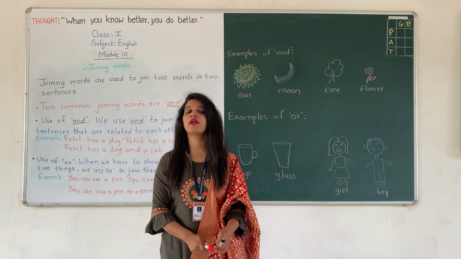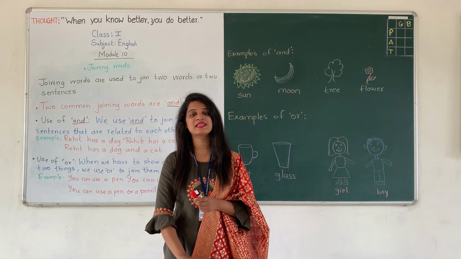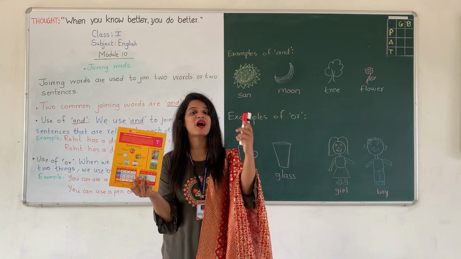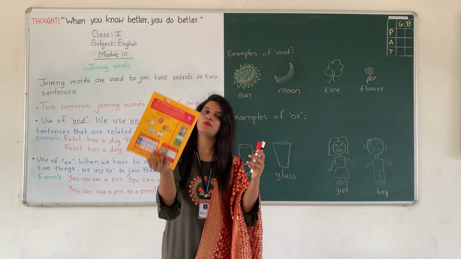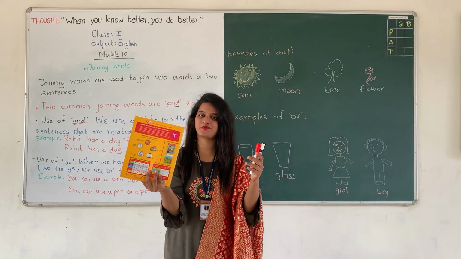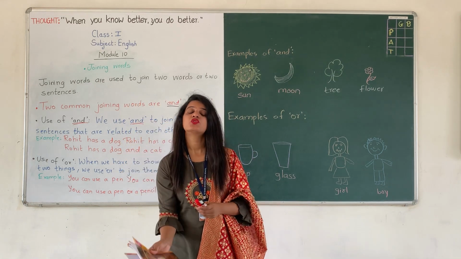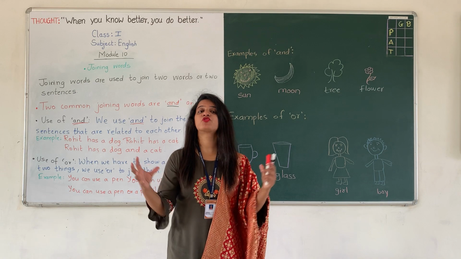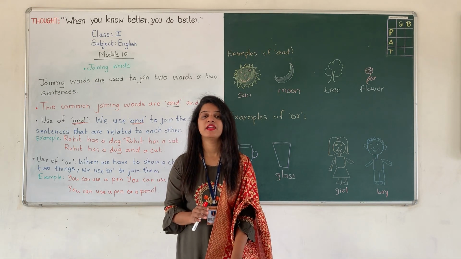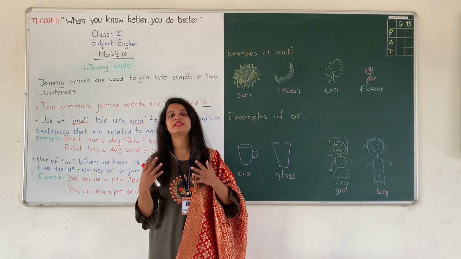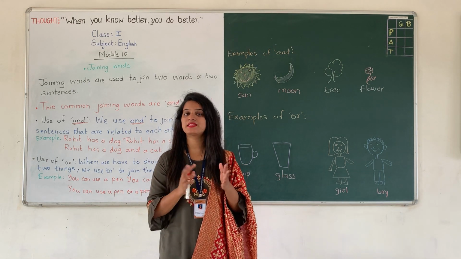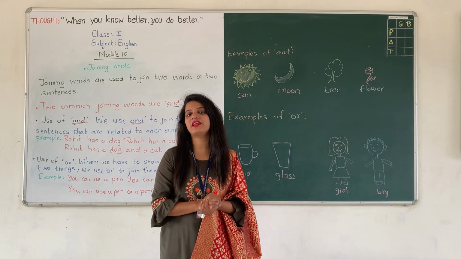Okay. So if you want markers as well as the book, what are you going to say? I want the markers and the book. Understood? So when we have to join two words, that time we use the word and. If you want to join sentences, that time also we can use the word and. And is a joining word.